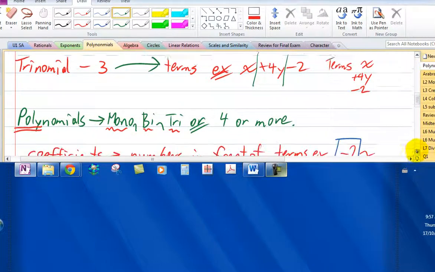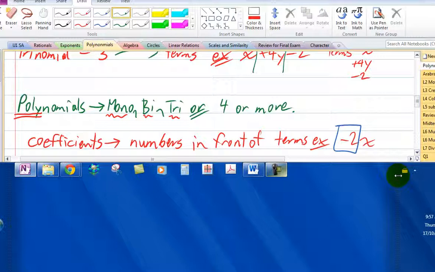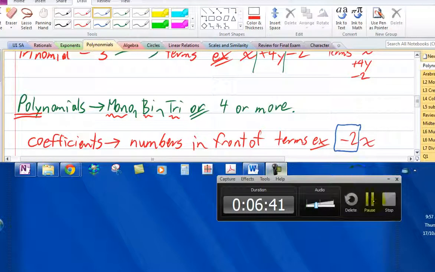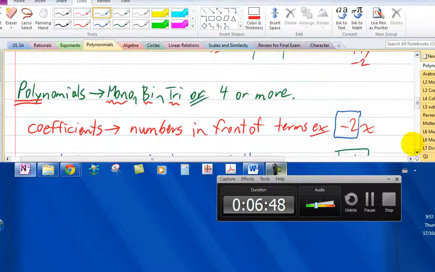Then, coefficients. We've looked at those a little bit. We're going to look at them again. Those are the numbers in front of the terms. So for example, if we have negative 2x, the coefficient also involves the sign. So the sign is negative, so our coefficient is negative 2. We do not write the one coefficient. So for example, x, the coefficient here is 1.